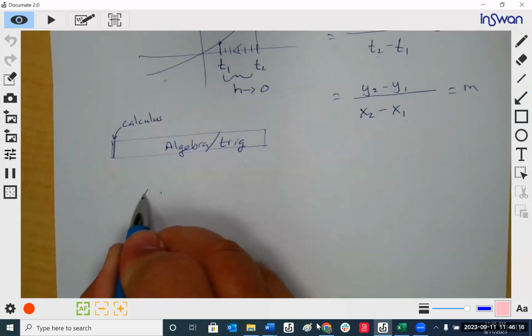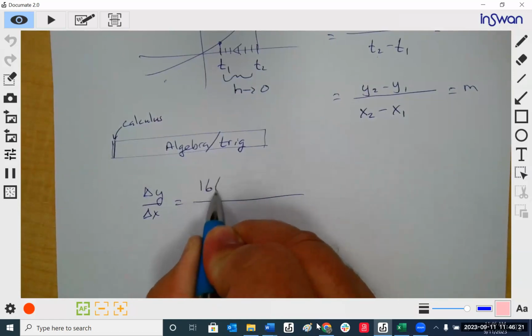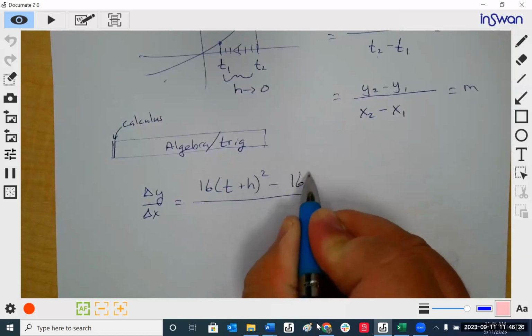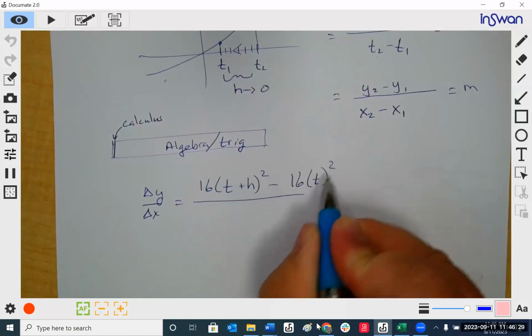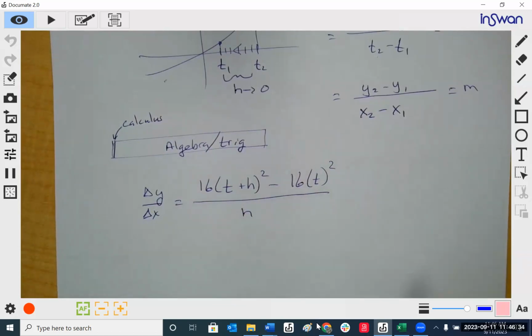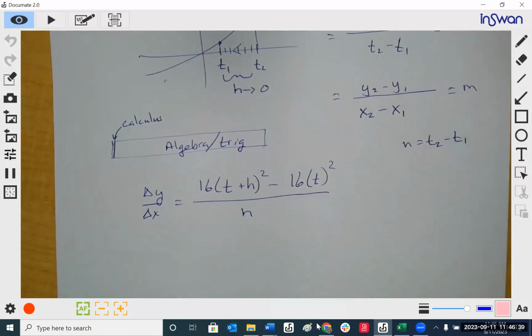So we have delta y over delta x, which in our example is 16 times (t plus h) squared minus 16t squared, all over h. Remember, h is t2 minus t1. As t2 and t1 get closer together, h gets smaller and smaller and smaller. Eventually it goes to 0.